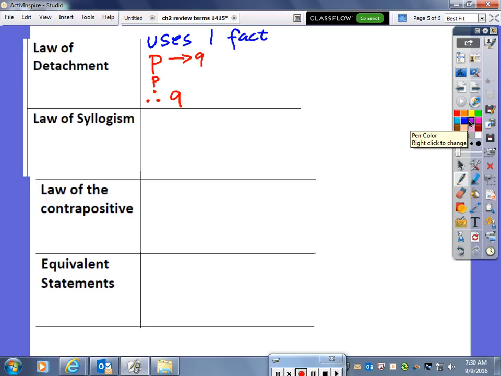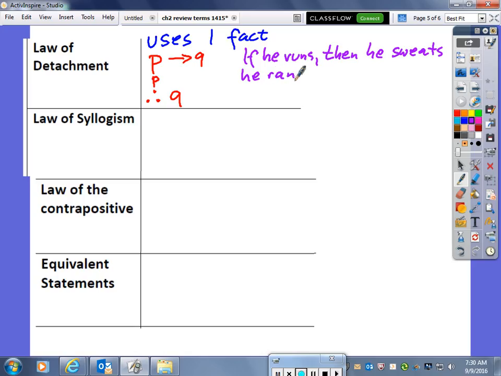Let's find an example. If he runs, then he sweats. He ran, therefore he sweated. The law of syllogism, on the other hand, uses many facts and links them together as a chain.